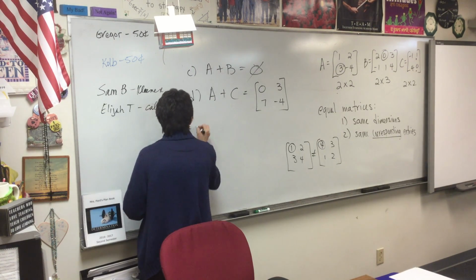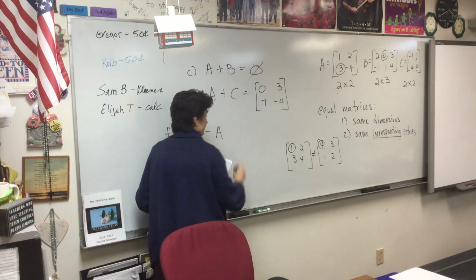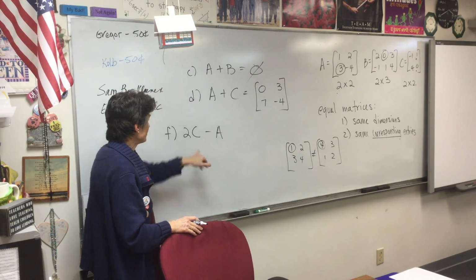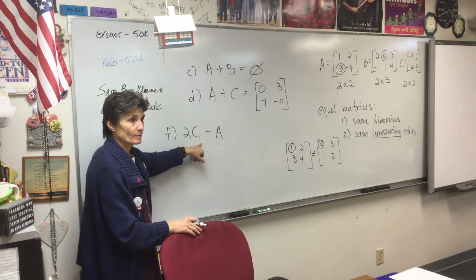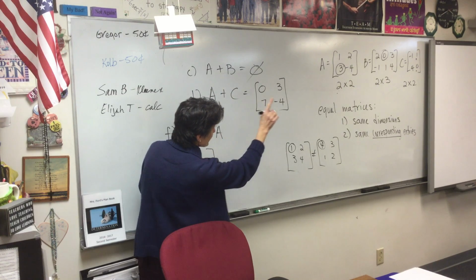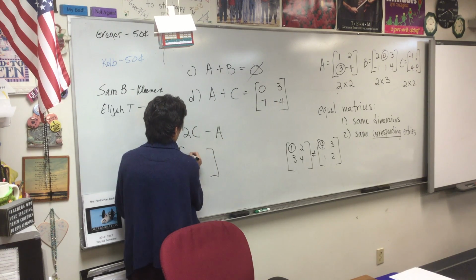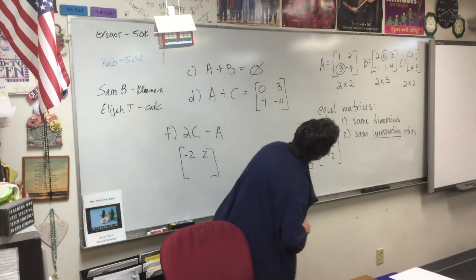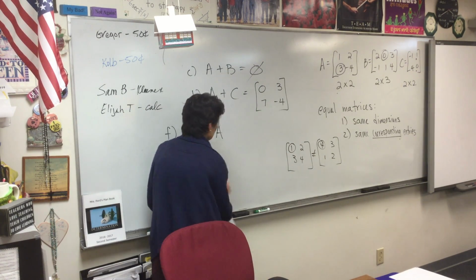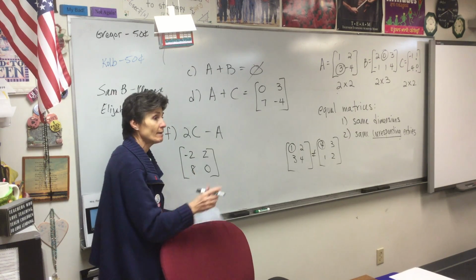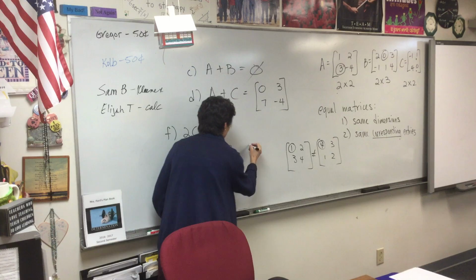F. 2C minus A. Now the first thing you need to do is take care of this. So what is 2 times C? -2, 8, 0. Did I do that right? I can't see that number down there. Yeah, 2, 8, 0. Okay? Now I'm going to subtract A.